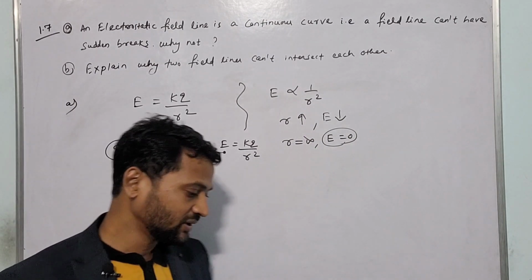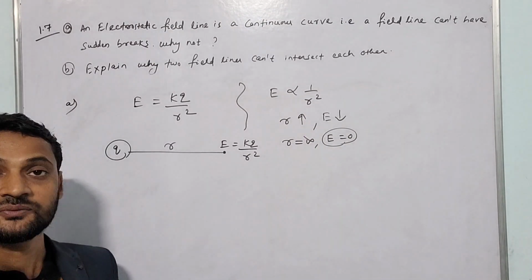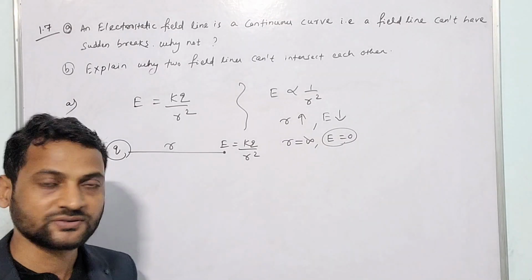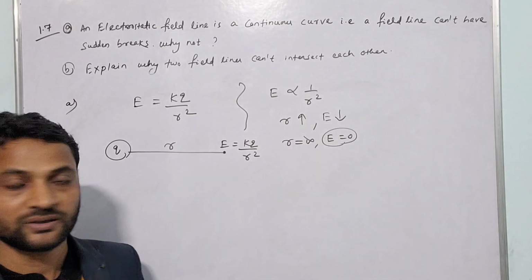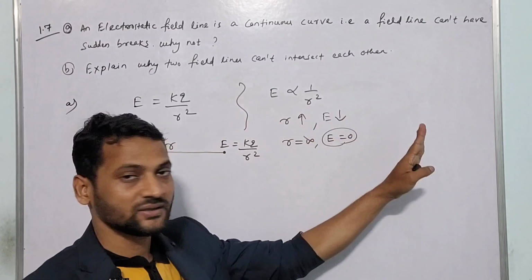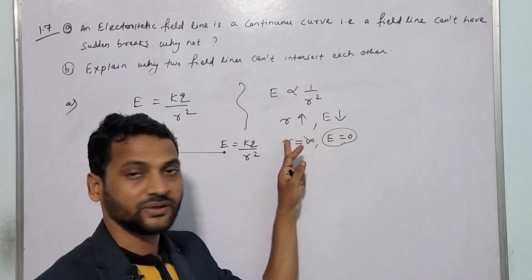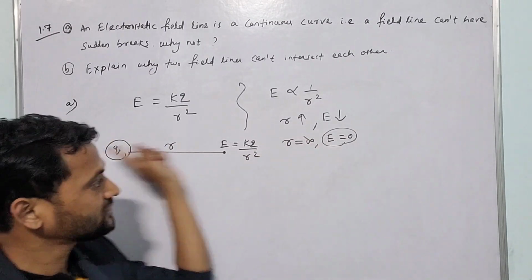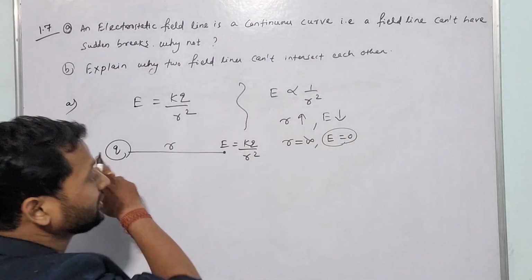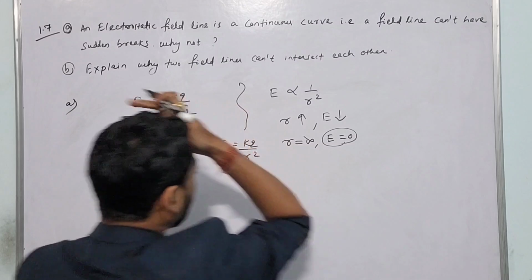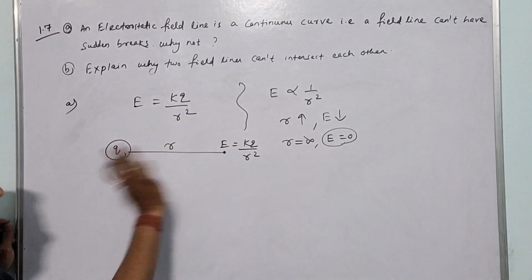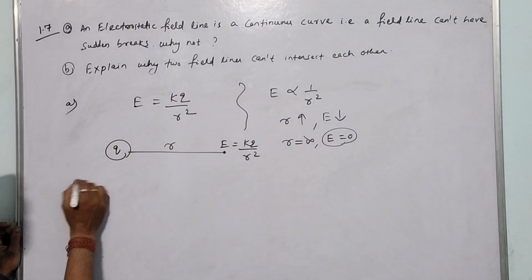So you have to write that electric field lines or electric lines of force exist in the region of electric field. As you increase the distance, the strength of electric field gradually decreases and it becomes 0 when r will be infinite. That's why the graph is a continuous curve, and the field lines cannot have sudden breaks. Clear?